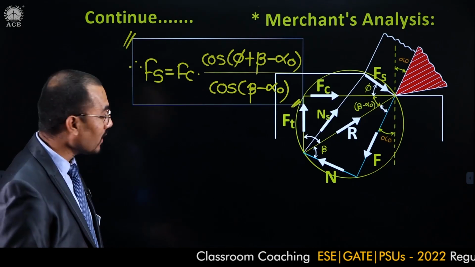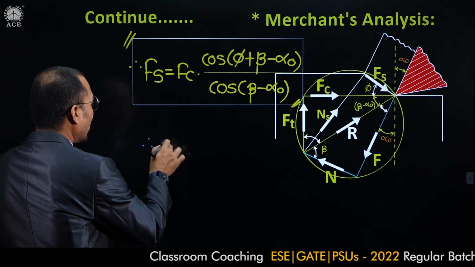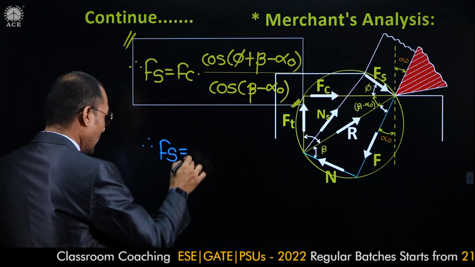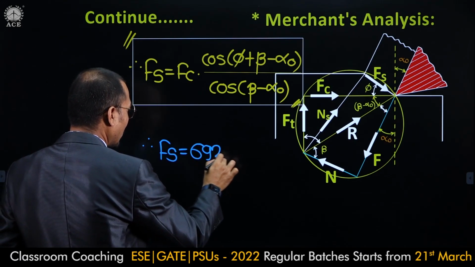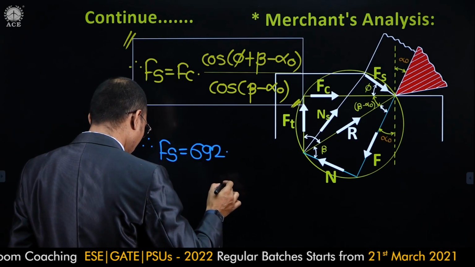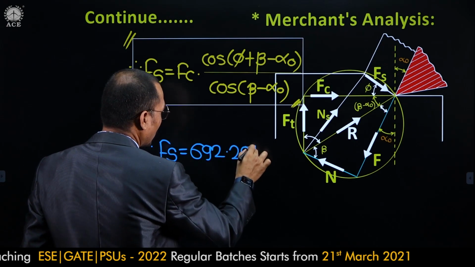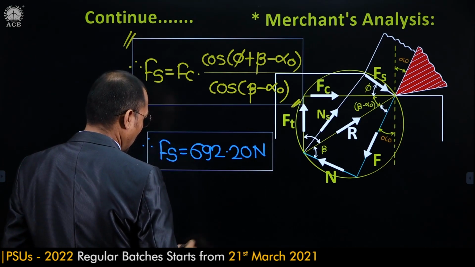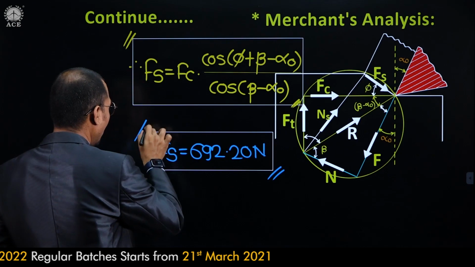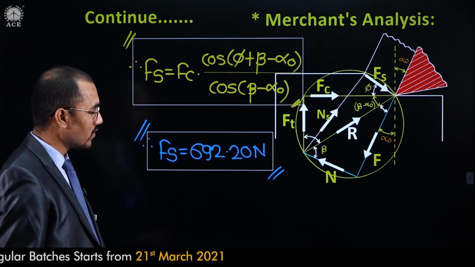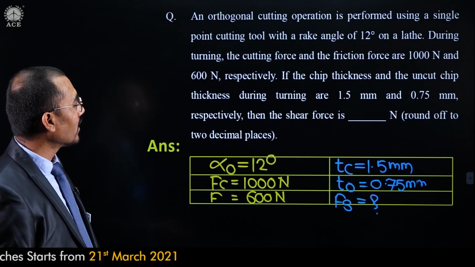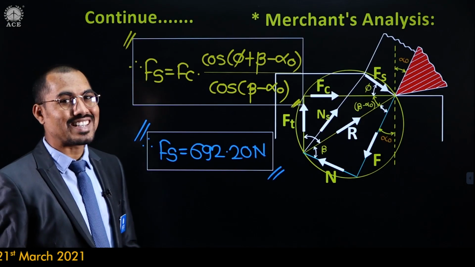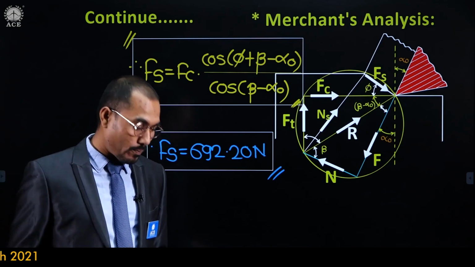So you put the values there, and after calculation the shear force Fs is coming 692.20 Newton. A huge range is given and it is exactly falling into that range. So this is exactly the answer: the shear force in Newton is 692.20 Newton.